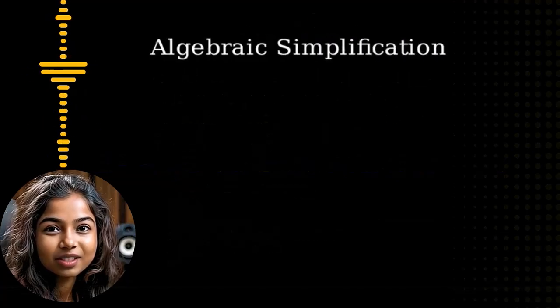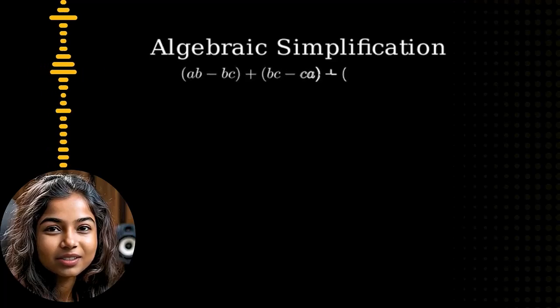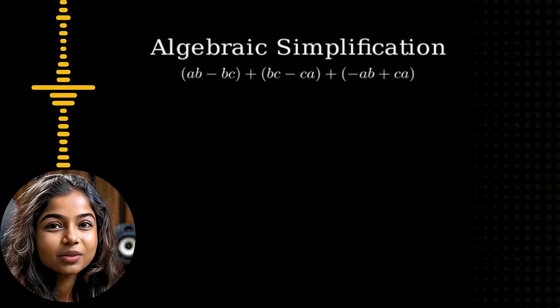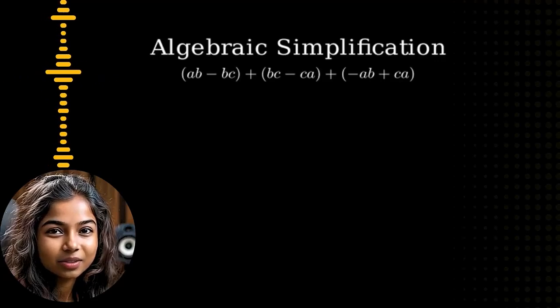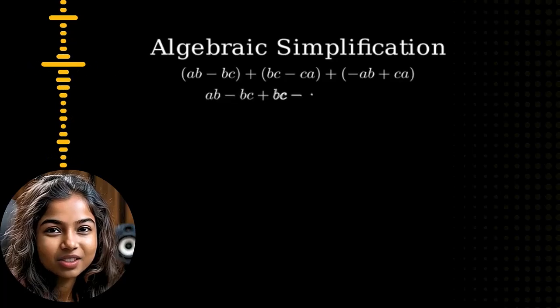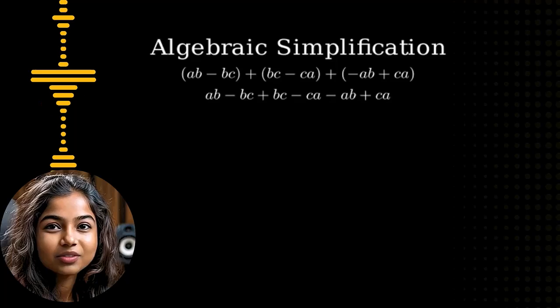Thank you for watching. Let's solve this algebraic expression step by step. We have the expression AB minus BC plus BC minus CA plus negative AB plus CA. Let's simplify this expression by grouping like terms. First, let's rewrite the expression by removing the parentheses. Since there are no negative signs in front of any parentheses, we can simply write all terms in sequence.